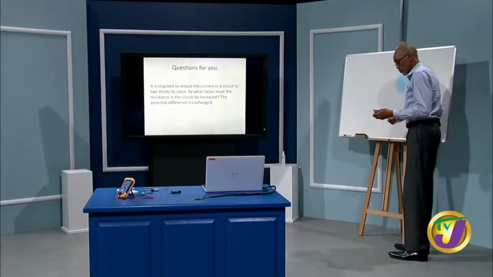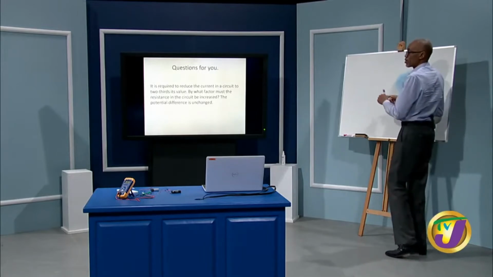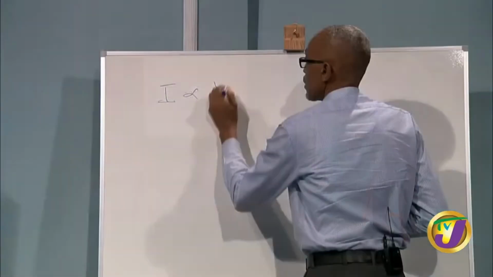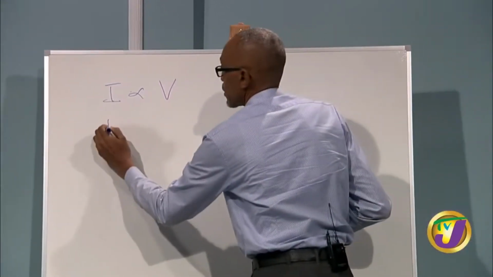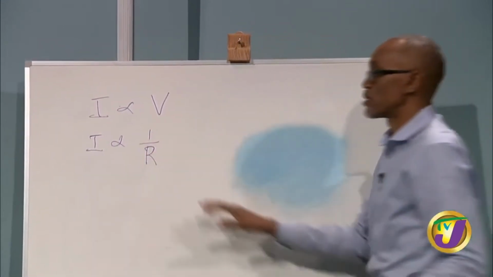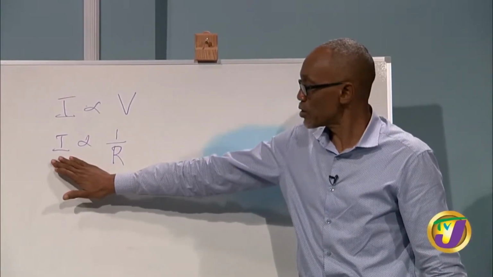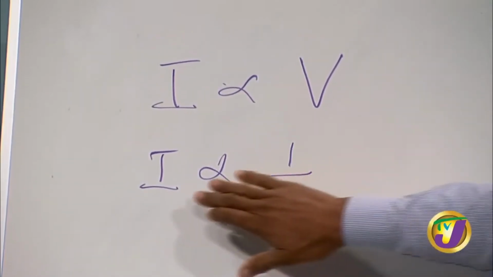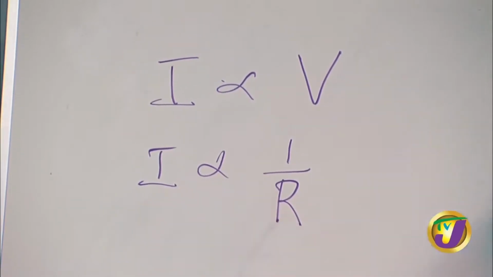All right? So what we know is that current is proportional to potential difference, all right? And we know that current is inversely proportional to resistance. We know those two, right? So we're starting with some current, and we want to know by what factor we must increase R so that this current now becomes 2/3 of its value, all right?